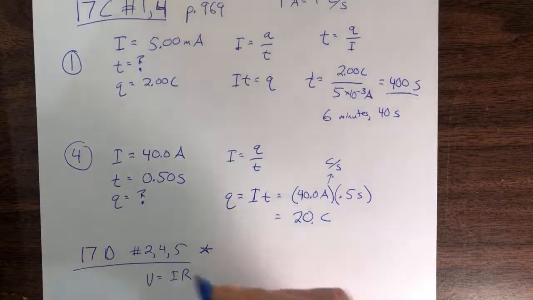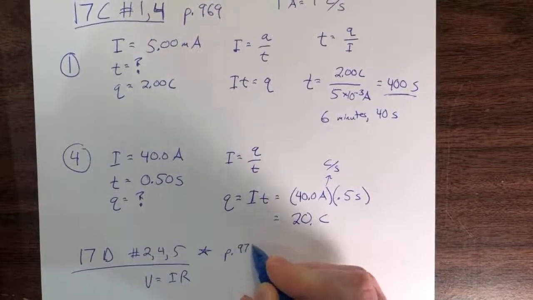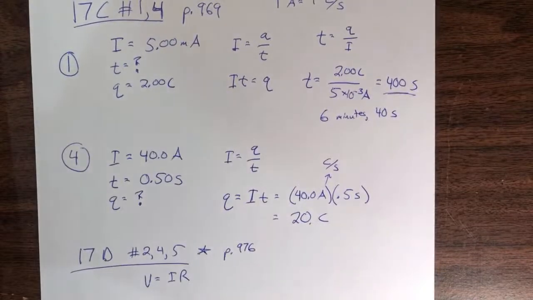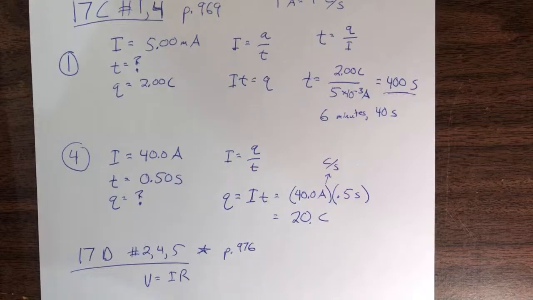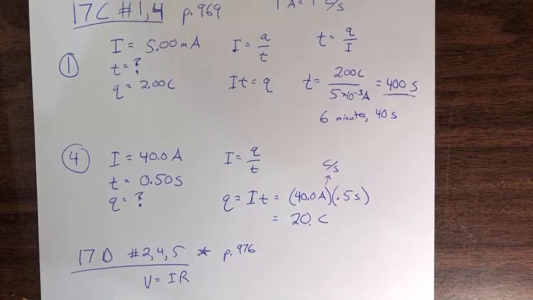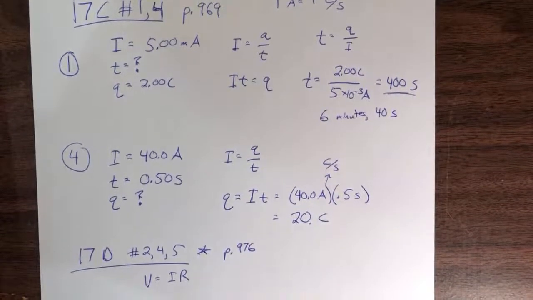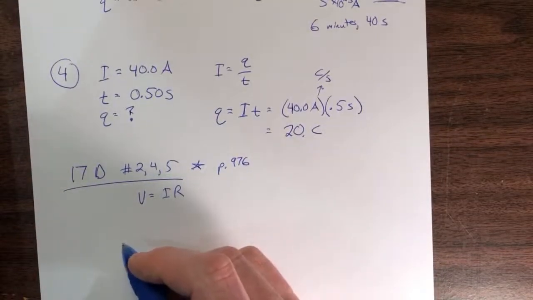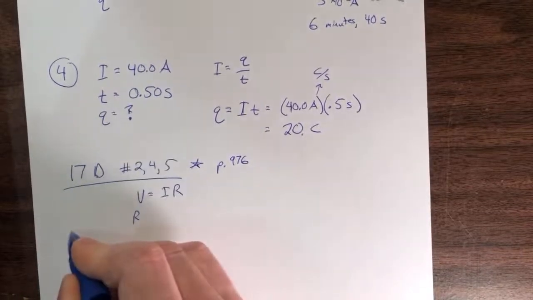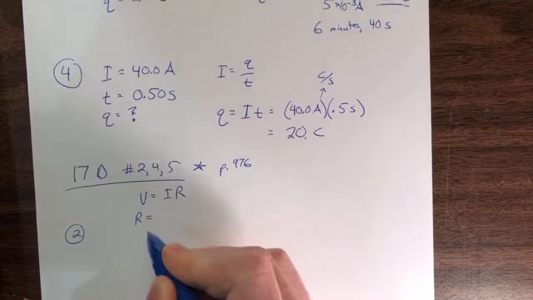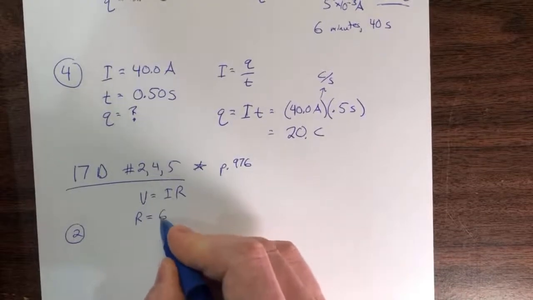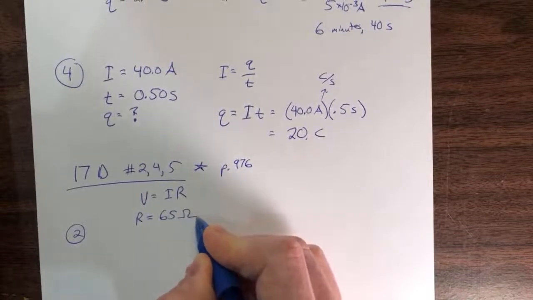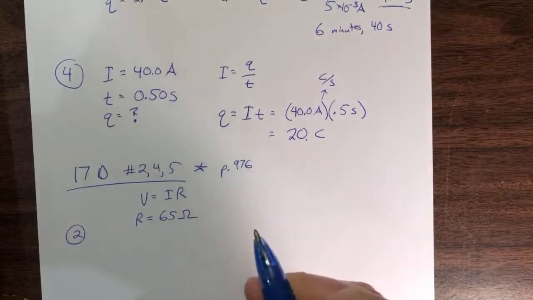Which is page 976, number two. All right, back to our musical equipment here. Here we have a stereo with a resistance, number 2 here, of 65 ohms, connected across a potential difference of 120 volts.